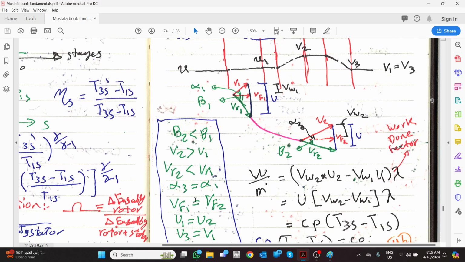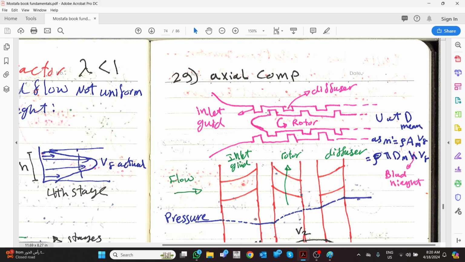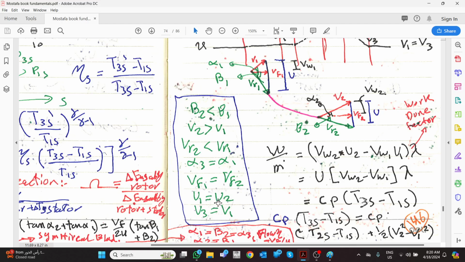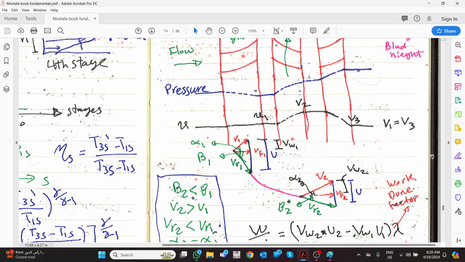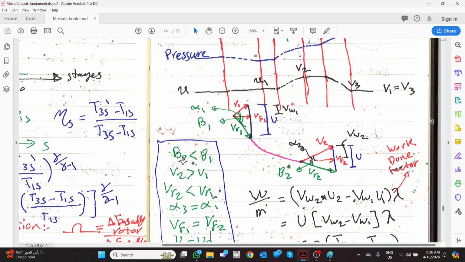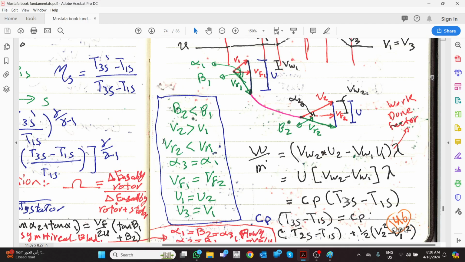Anyhow, we also need to know that Vf1 should equal Vf2. We need to know because we are dealing at the mean diameter, so U1 should equal U2 and V1 equals V3. This is from just the diagram. We understand all of this, except this one. We're going to check it now.